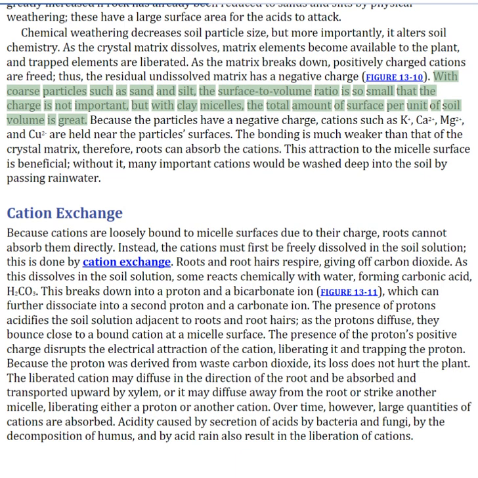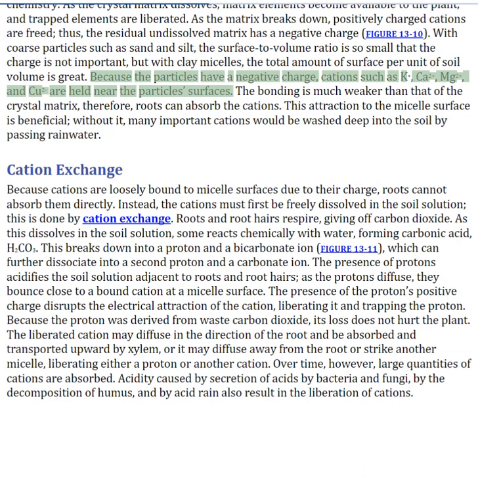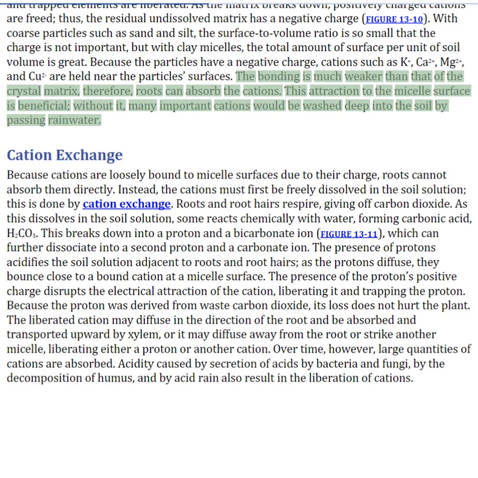With coarse particles such as sand and silt, the surface-to-volume ratio is so small that the charge is not important, but with clay micelles, the total amount of surface per unit of soil volume is great. Because the particles have a negative charge, cations such as K+, Ca2+, Mg2+, and Cu2+ are held near the particles' surfaces. The bonding is much weaker than that of the crystal matrix, therefore, roots can absorb the cations. This attraction to the micelle surface is beneficial. Without it, many important cations would be washed deep into the soil by passing rainwater.